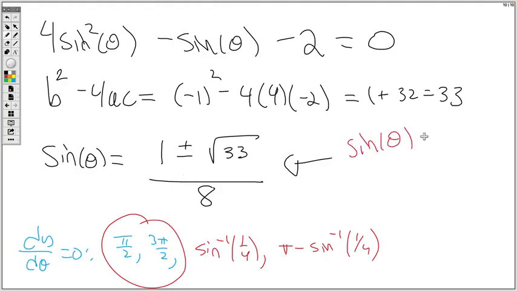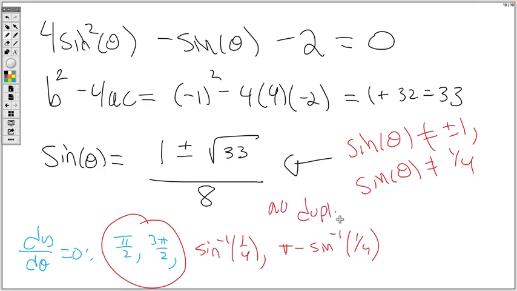So the sine of these angles is not plus or minus 1, and the sine of the angle here is not going to be a quarter. So I have no duplicate solutions. Make sense or not, folks? So this says that all the things we got from dy d theta are places where we have horizontal tangents. I don't have to throw any of them out. Now we just have to go through and find the points that are on the graph.